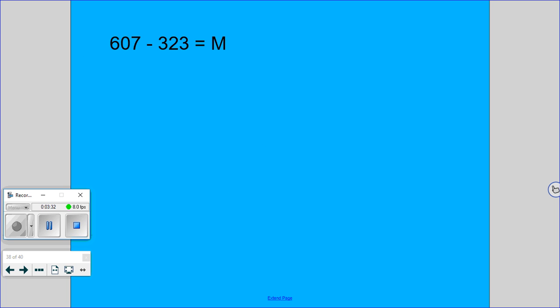607 minus 323 equals M. We're going to use expanded form to subtract. So go ahead and stack it and expand it. Remember, just because we have a 0, technically you can skip it in expanded form, but it's much easier when we're adding or subtracting that you leave the 0 in there so that we remember that it is there.